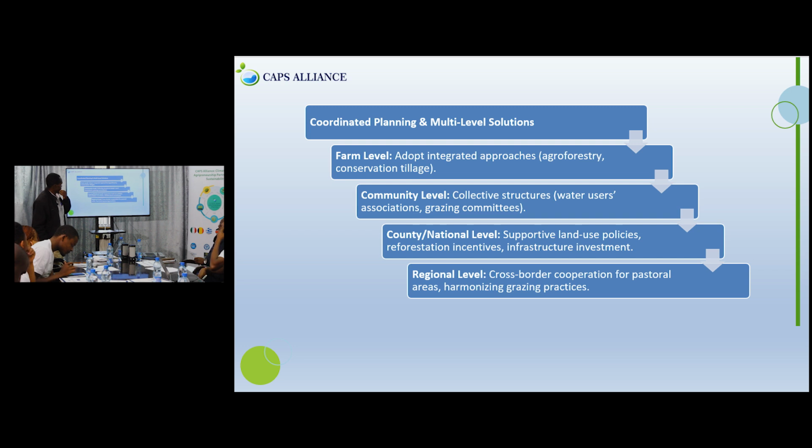Community level, collective structures, water users' associations, grazing communities. You form circles, you form communities where you can discuss the best practices of farming. Then regional level, cross-border cooperation, like for example the Maasai who live in Kenya and the Maasai who live in Tanzania. At one point, let's say in April, when there is a lot of rain, you bring your animals from Tanzania and graze in Kenya. When there is rain in November in Tanzania, you take your animals to Tanzania. That applies to pastoral communities.